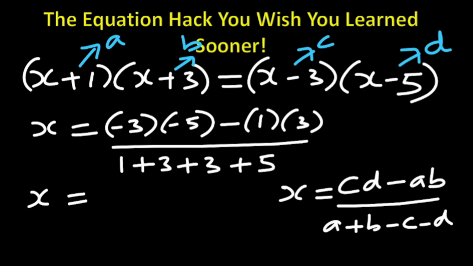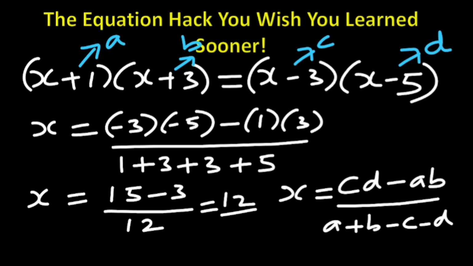X equals negative 3 times negative 5, that's going to be positive 15, and then you get minus 1 times 3 is 3, divided by 1 plus 3 is 4, 4 plus 3 is 7, 7 plus 5 gives you 12. Now if you simplify this, 15 minus 3 gives 12, divided by 12. Now you can see that the value of x is 1, right? So it's pretty easy to find the value of x when you know this formula. The formula is x equals CD minus AB divided by A plus B minus C minus D.